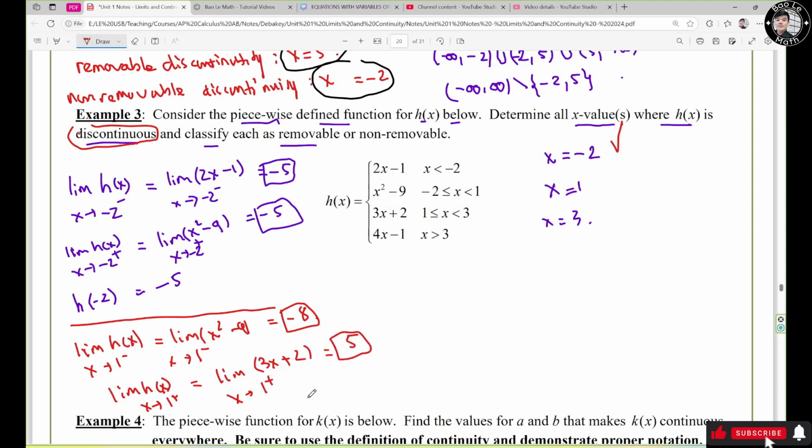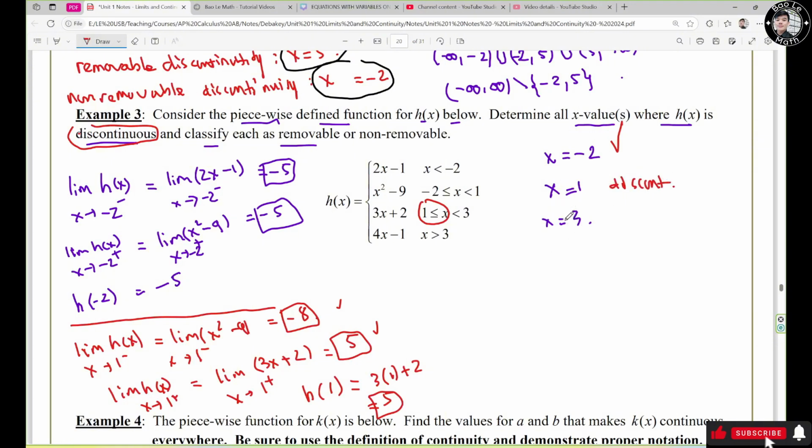Next one, you need to calculate h of 1, right? For h of 1, you're going to pick this one right here because you see the equal sign. So it's going to be 3 times 1 plus 2, which is 5, right? Now, since the limit of the function h of s when s approaches 1 minus is different from the limit of h of s when s approaches 1 plus, then the function is discontinuous at s equals 1, right? So you write over here discontinuous, right?